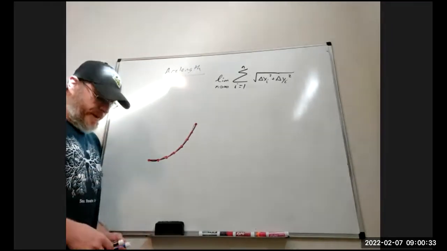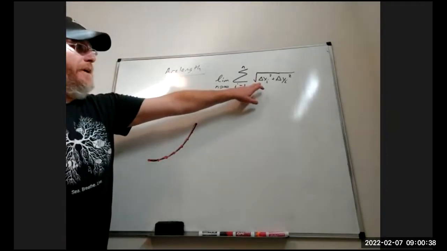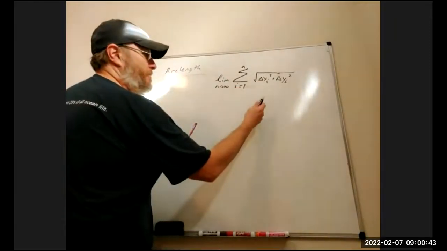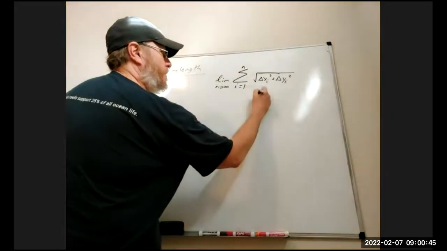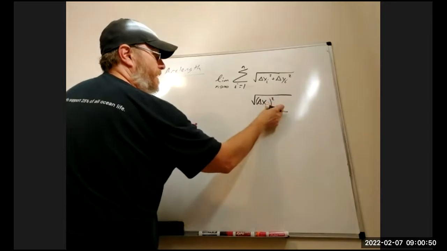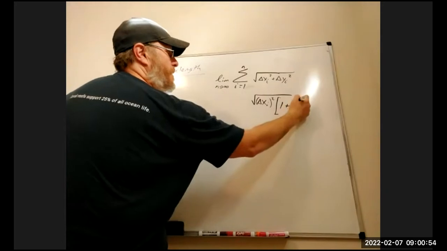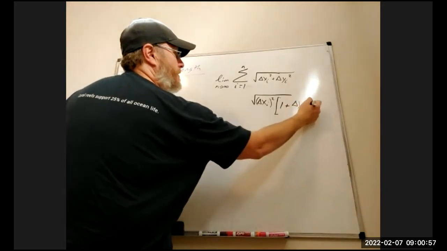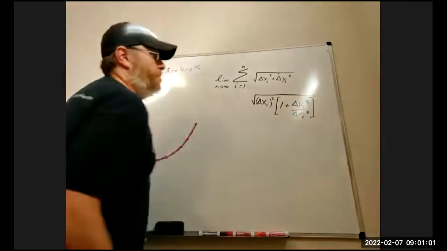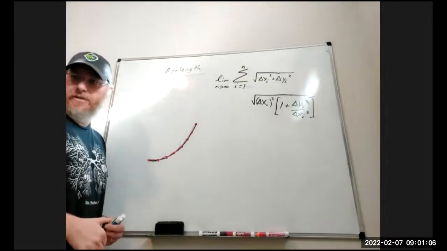Now let's manipulate it. So I'm going to take this square root and actually divide out the delta x squared. So here's the algebra on this. We get delta xi squared times 1 plus delta yi squared over delta xi squared. So I just divided both of them by delta xi squared.